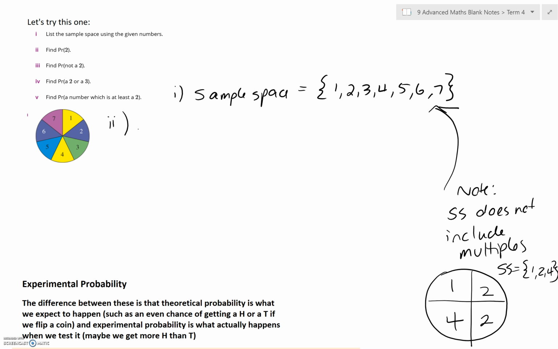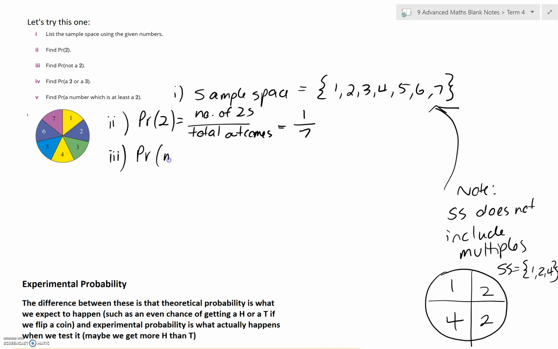Okay, 2. Find the probability of 2. So the probability of 2. Now you should write a formula in words each time. So what we're looking for here is the number of 2s over the total outcomes, the number of total outcomes. So in this case, there's 1 two in our spinner and there's 7 total outcomes. So 1 over 7 is our probability of getting a 2.